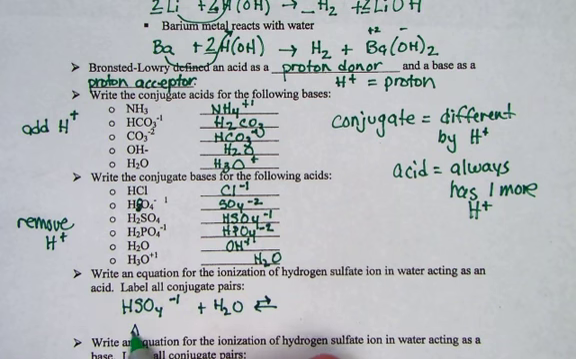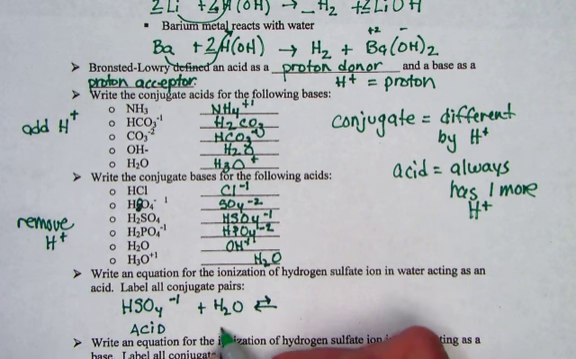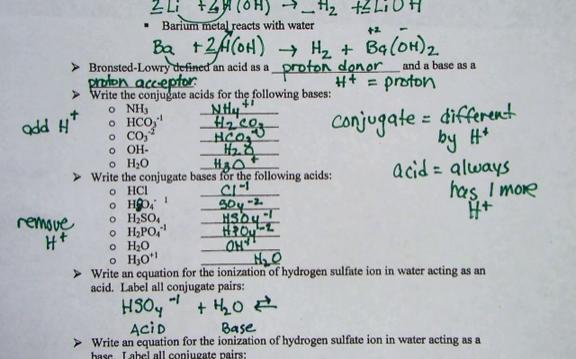Acid. So I want to label the hydrogen sulfate polyatomic ion as an acid. And now we therefore know that water must be a base. In the Bronsted-Lowry theory, we must have one acid and one base on the left-hand side, and will form a conjugate acid and a conjugate base on the other.